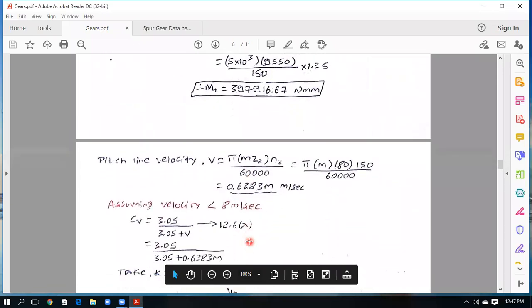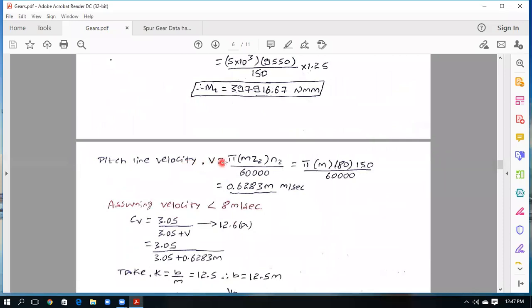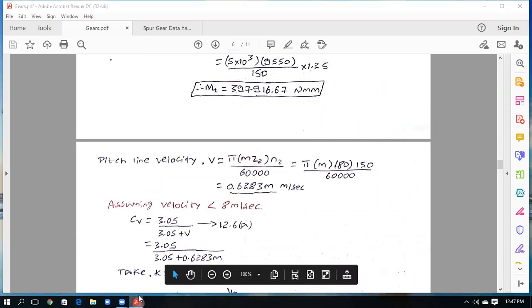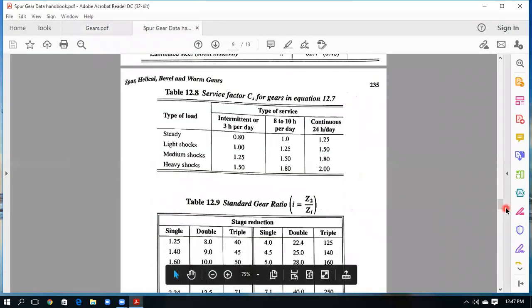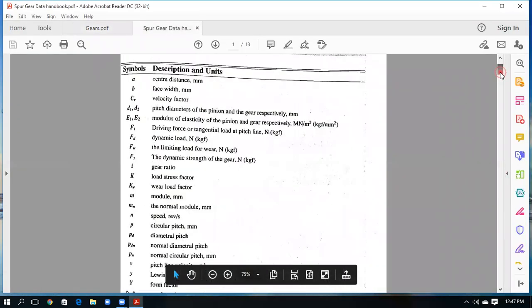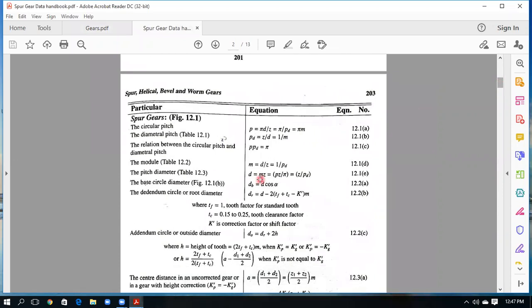Next, after that, the pitch line velocity. This formula I have told you while deriving Lewis's equation. You need to remember this: pi into m into z2. This I have taken from the module formula. Otherwise, I will show it here. Here you can see that this module m is equal to d by z.